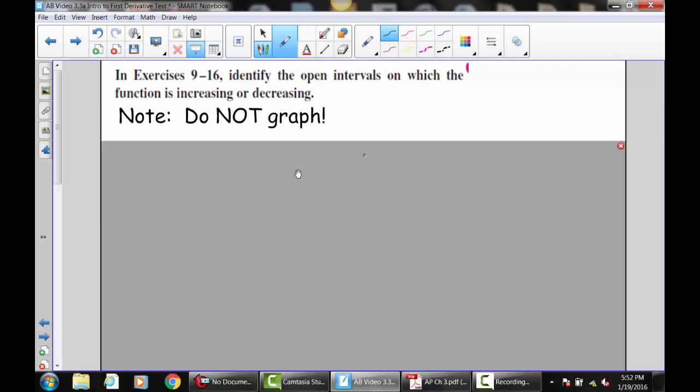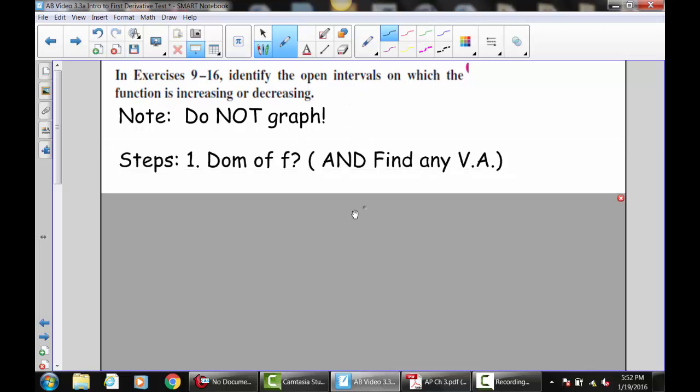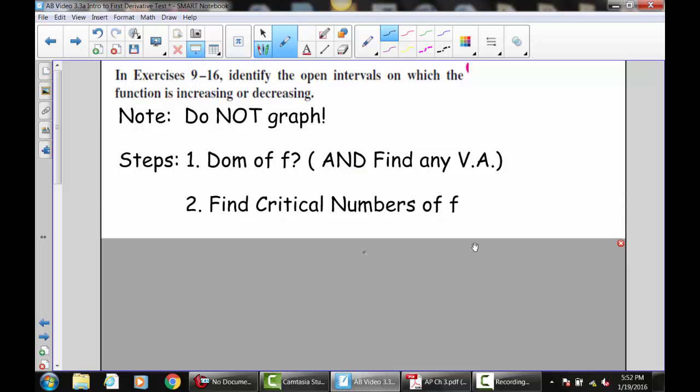Problems 9 through 16, they do not give you the graph. It's again asking the same question, identify the open intervals on which the function is increasing or decreasing. So here are the steps. First of all, what's the domain? And are there any vertical asymptotes? Then you're going to find the critical numbers. You know how to do that. You take the first derivative, ask yourself when is it 0 and when does it not exist. And as long as those numbers are in the domain, then those are critical numbers.